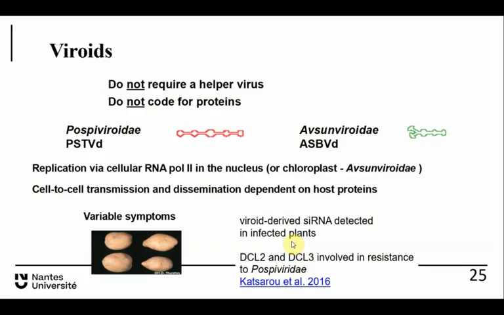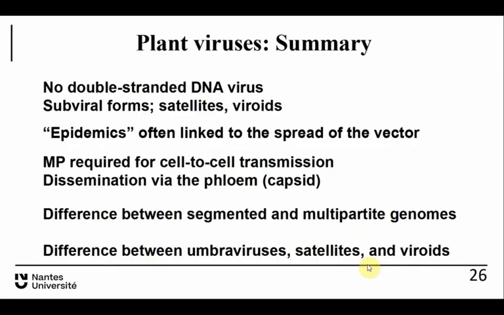Okay. So plants don't take this lying down. They have mechanisms to try and destroy intruder RNA. These are the dicer-like proteins, which are apparently involved in the resistance to viroid infections. Okay, so that's about the end for today.